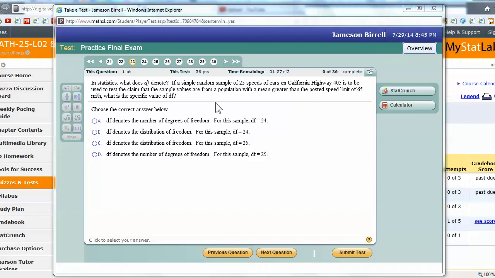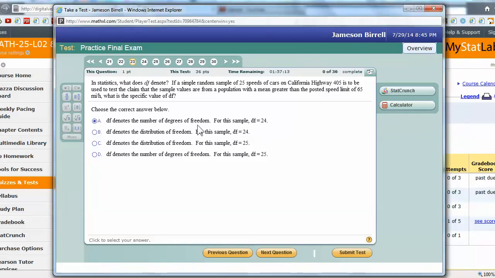Okay, so we're just looking for whatever the sample size n is, and they gave a sample of 25 speeds. The fact that it's California Highway 405 is just a distractor. You can ignore that. And the degrees of freedom will be n minus 1. So if this is n, the degrees of freedom will be 24. So DF denotes the number of degrees of freedom. For this sample, it's 24.